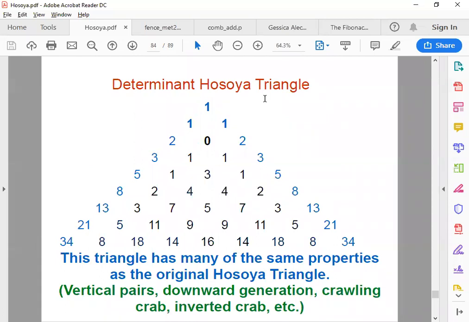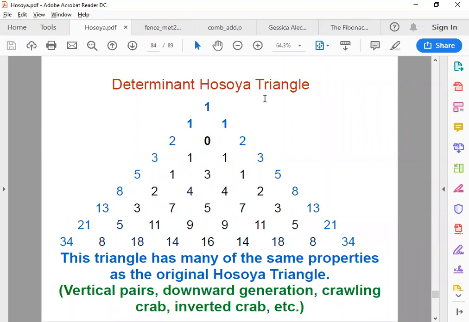I knew I'd be close to the end of my time. You can check for yourselves that it satisfies things like the vertical pairs identity, right? That they add up to Fibonacci numbers. The downward generation still works. The crawling crab property still works. The inverted crab property still works.